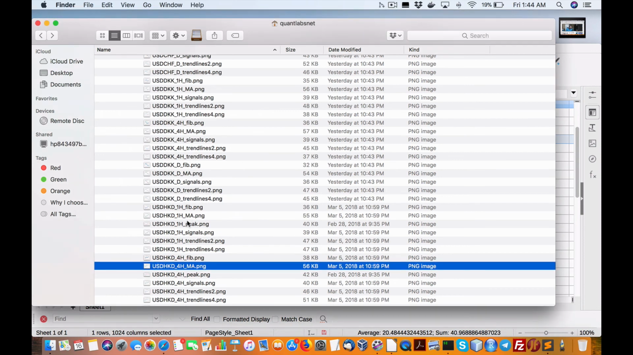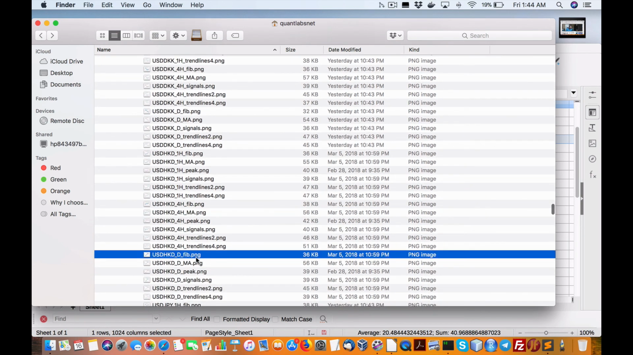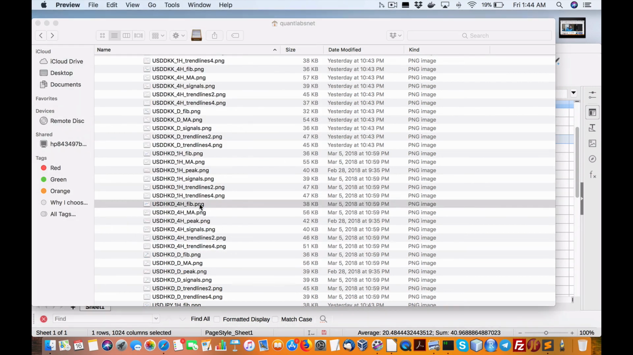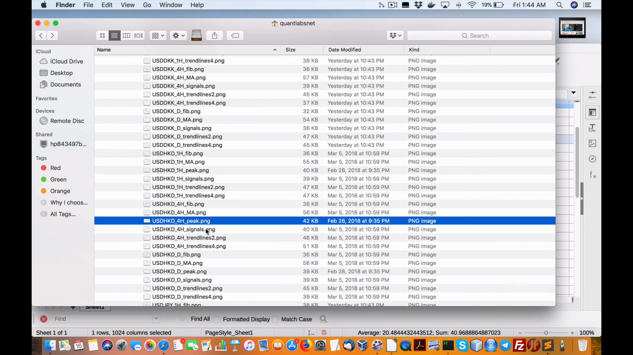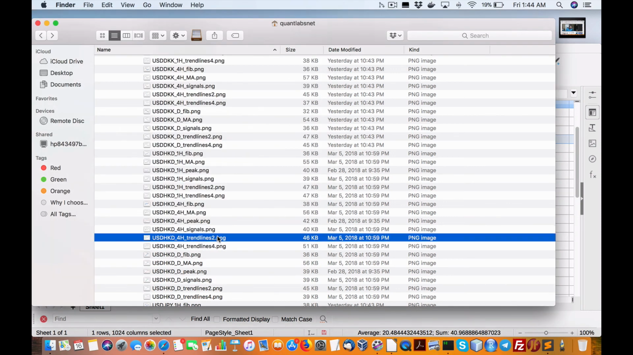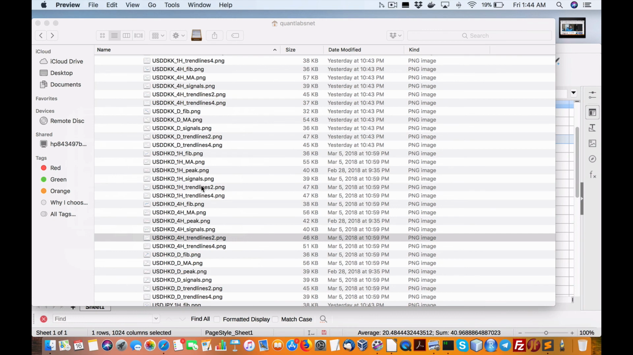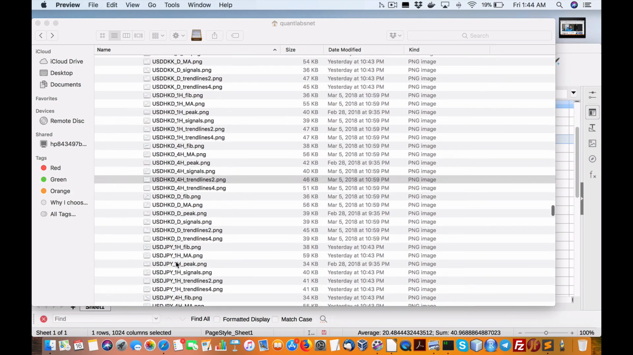So our 4-hour, let's see the daily Fibonacci. Yeah, it's overpriced there. It's still overpriced. But the moving average looks good. Lots of buying opportunity there. Yeah, something, but it's just overly valued. That's the problem. Looks good though.